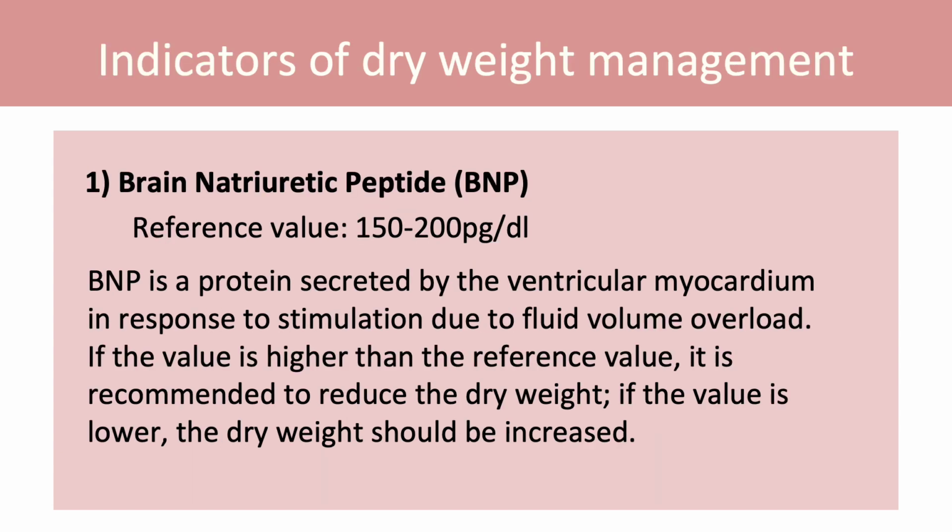Now, we will explain 3 indicators of dry weight management. The first indicator is brain natriuretic peptide, BNP. BNP is a protein secreted by the ventricular myocardium in response to stimulation due to fluid volume overload. The standard value of BNP is 150 to 200 picograms per deciliter. If the value is higher than the reference value, it is recommended to reduce the dry weight. If the value is lower, the dry weight should be increased.